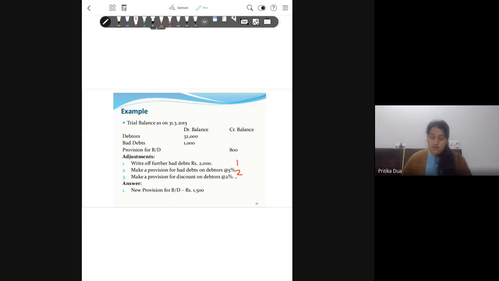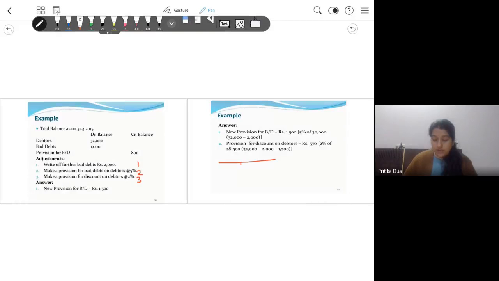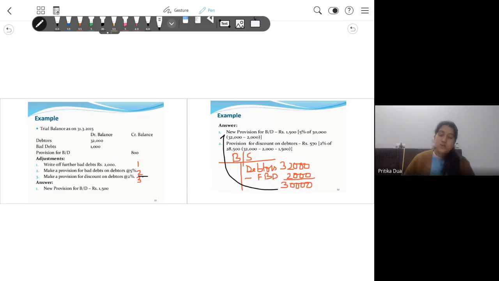So see, I'll show you the working here. First for the balance sheet. बैलेंस शीट में डेटर्स की जो अमाउंट है वो आपको दी हुई है 32,000, which means first I reduce it by the amount of further bad debts which are given to you as 2,000. तो अब आपके पास 30,000 बचा. इस 30,000 पर सेकेंड स्टेप की एडजस्टमेंट आप करोगे, that is new provision will be calculated on 30,000, 5% of 30,000. 30,000 का 5% आपका बनता है 1,500.